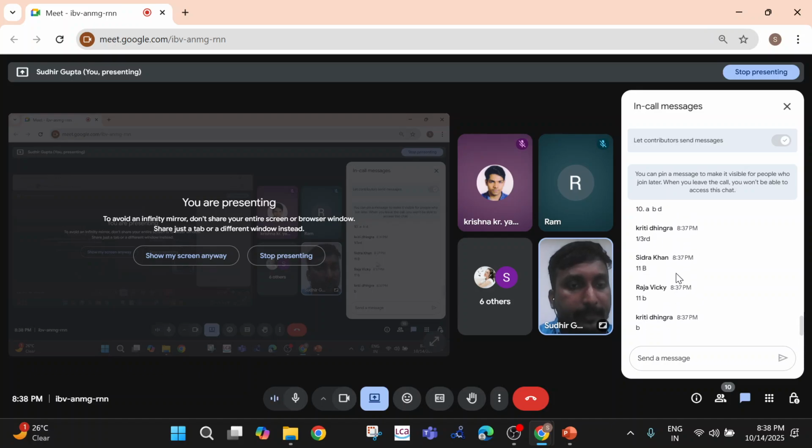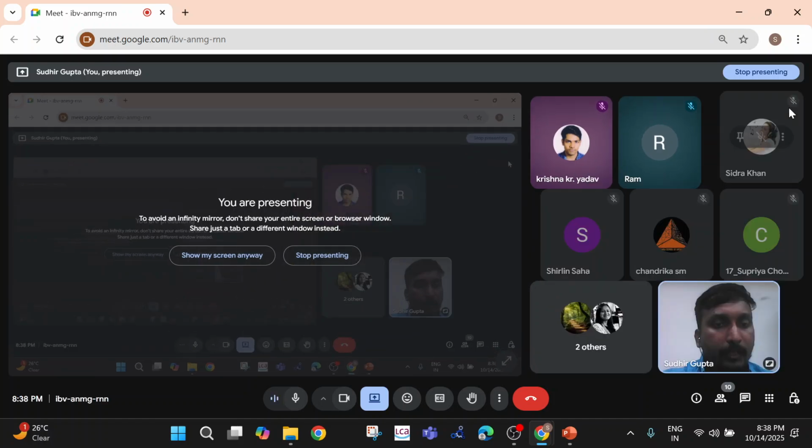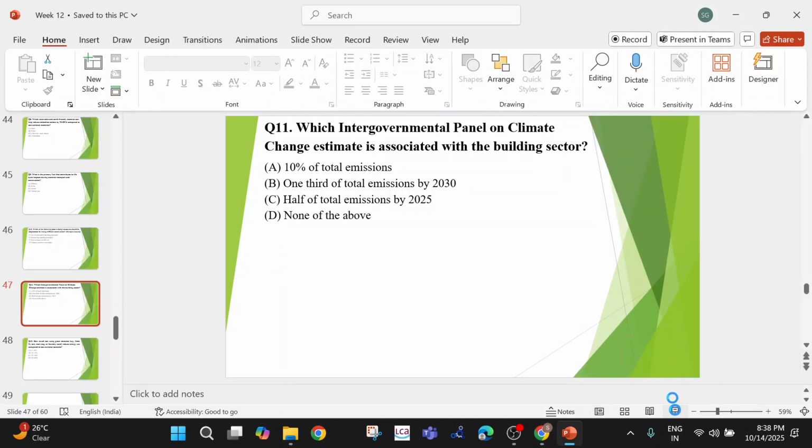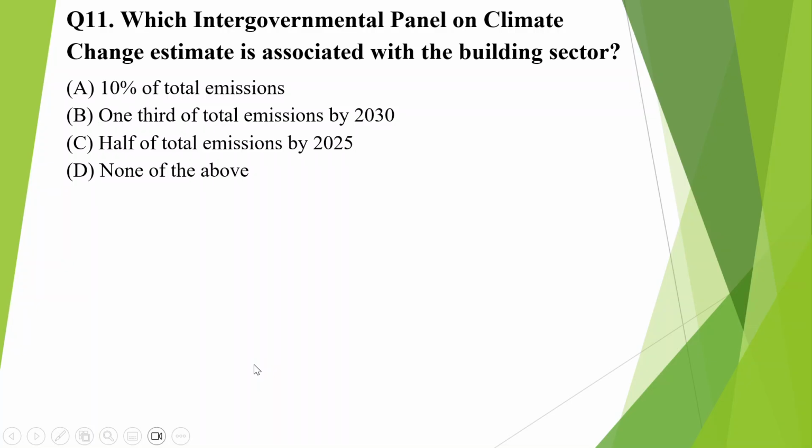Yeah, as I can see, Kirti, this time Kirti has won the race. She has just joined, but she has won the race. And then Sidra, Vicky, all of them have answered, given their opinion for this question number 11. And all of their opinions are the same, and that is correct. It's 2030, one third. As per the Intergovernmental Panel on Climate Change, IPCC, the estimated carbon emission is around one third by 2030. All of you are correct.